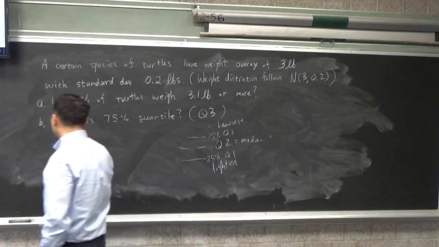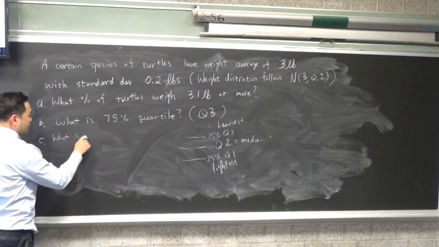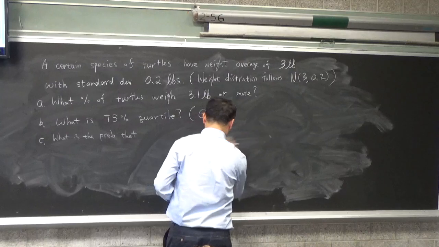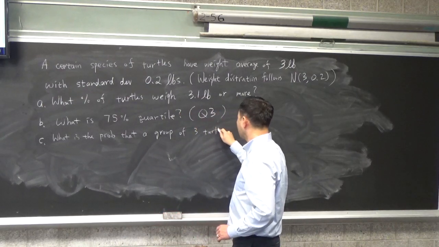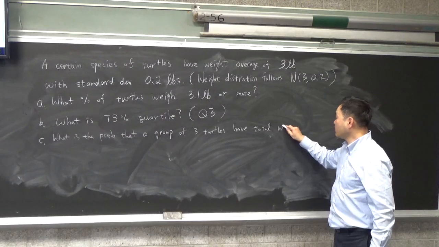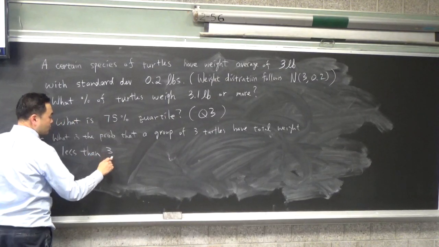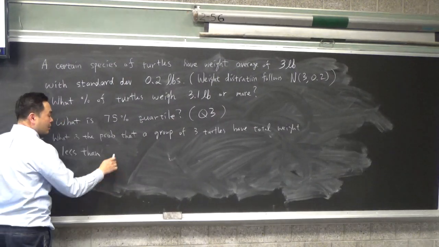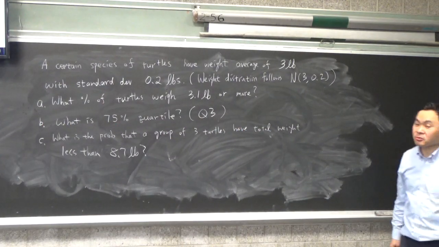And then part C would be: what is the probability that a group of 3 turtles have total weight less than 2.9 times 3, so what's that? 8.7 pounds. Okay, let's try to answer these questions.